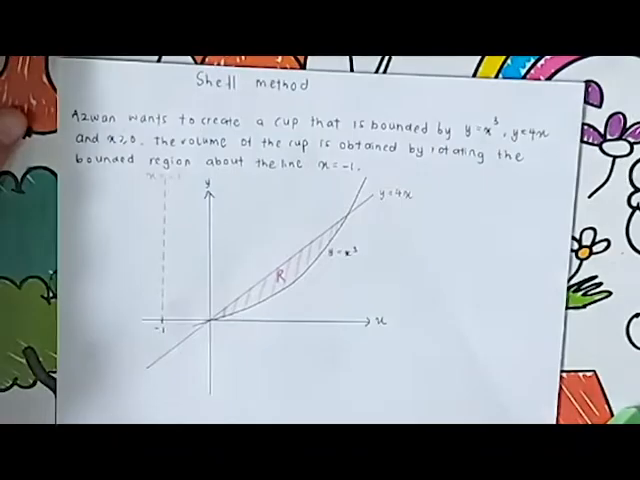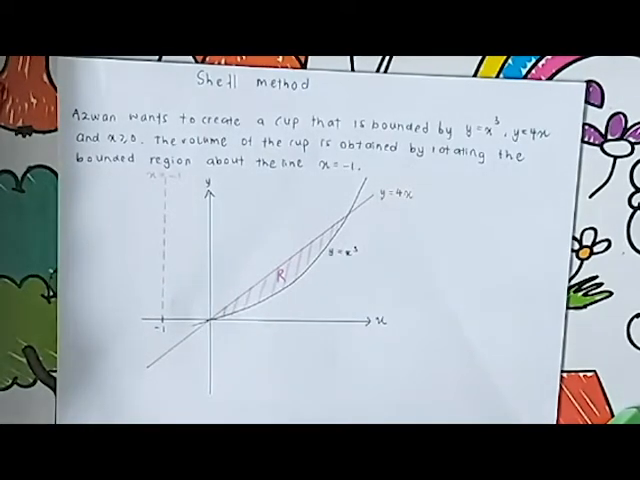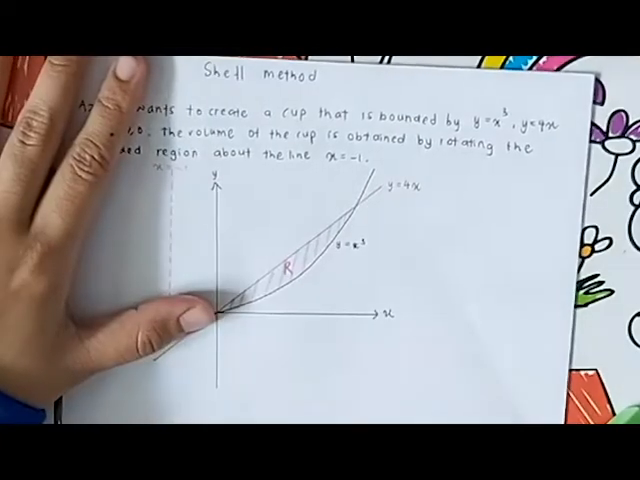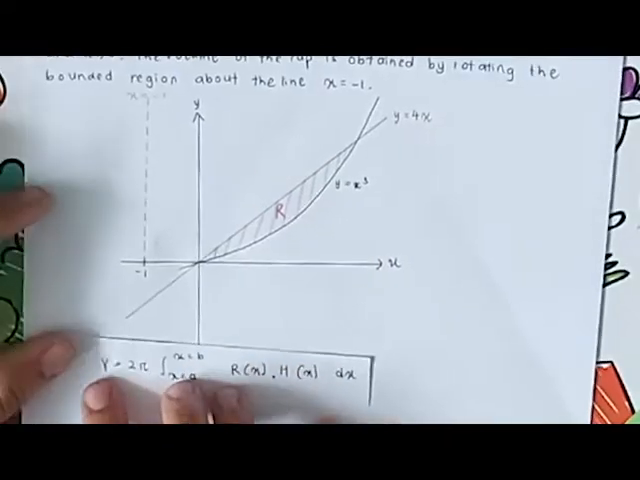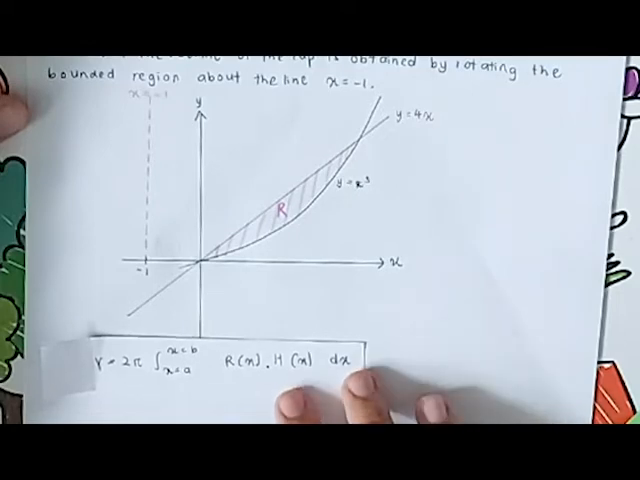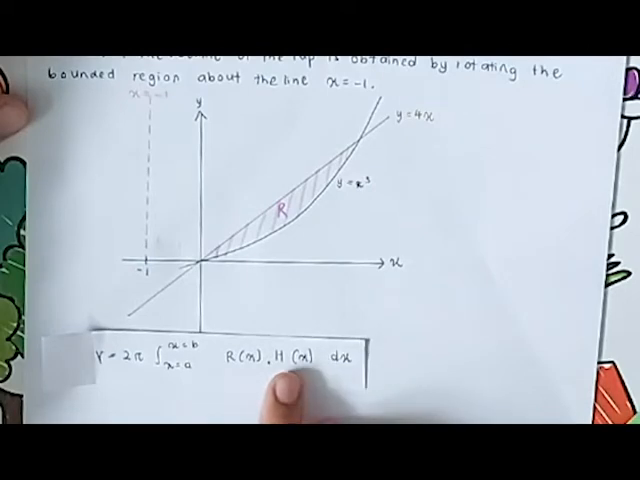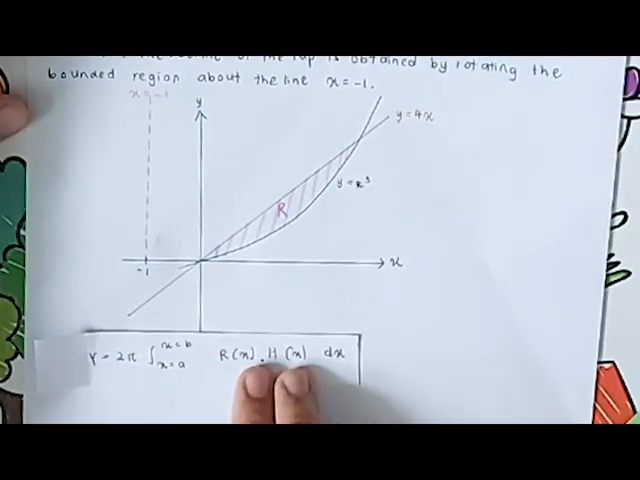Shell method. Azlan wants to create a cup that is bounded by y equals x cubed, y equals 4x, and x greater than or equal to 0. The volume of the cup is obtained by rotating the bounded region about the line x equals -1. So, what is the formula of shell method? Volume equals 2 pi integrate x equals a to b, r(x) multiplied by h(x) dx. What is r and what is h? R means radius and h means height.